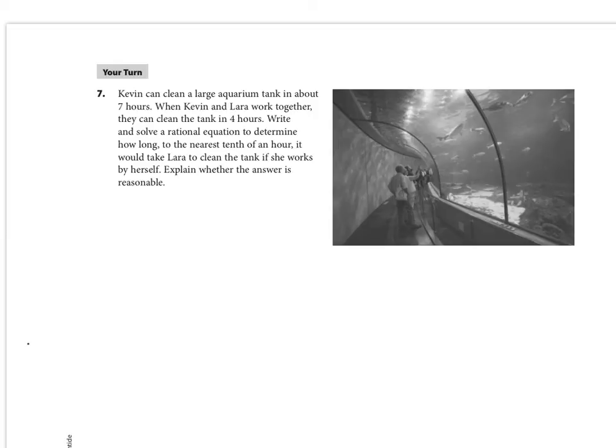So just starting, what we know is that it takes Kevin 7 hours to clean the tank. That's the first thing it said: it takes Kevin just 7 hours to clean the whole tank. So if it takes him 7 hours, that means that for Kevin, in 1 hour, he can clean 1/7 of the tank per hour.